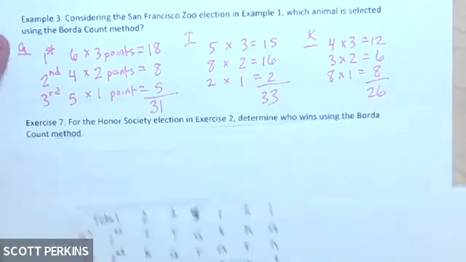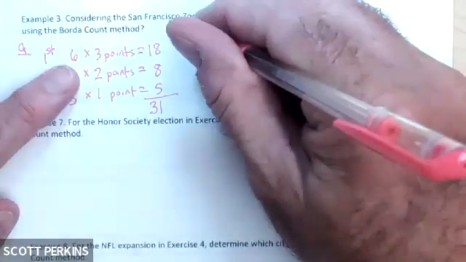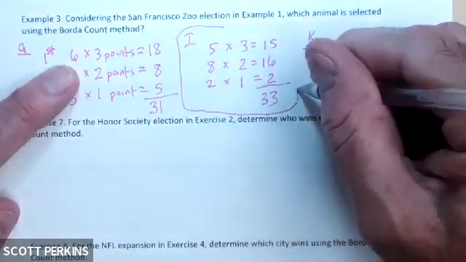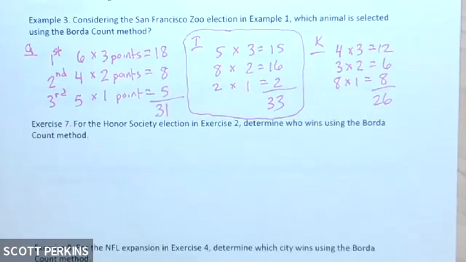So the way you determine who wins the Borda count is just who has the most points. In this case, that is the tiger. So if it was agreed upon at the beginning that this election was going to be done with the Borda count method, then the tiger would be the winner.